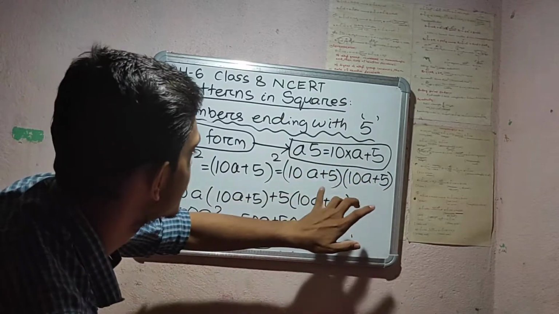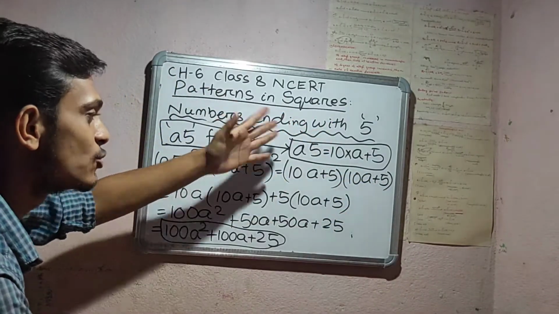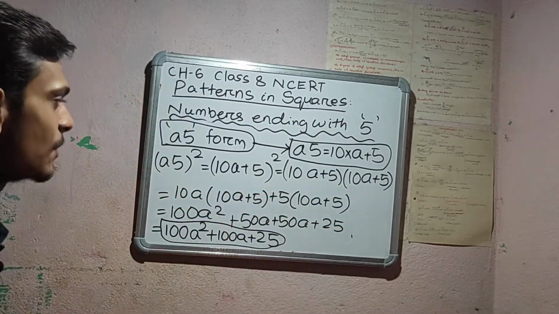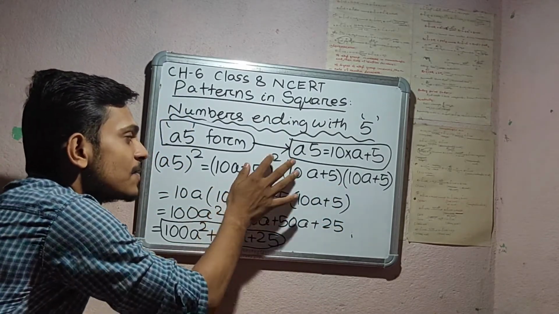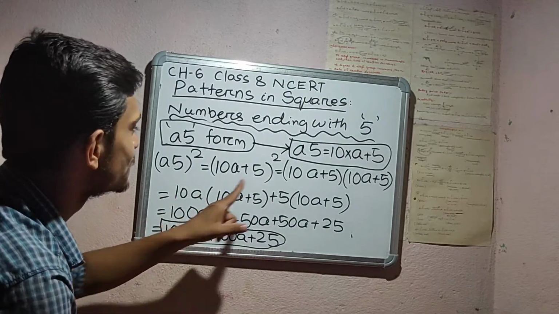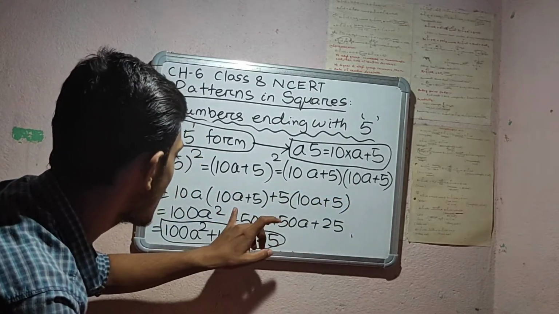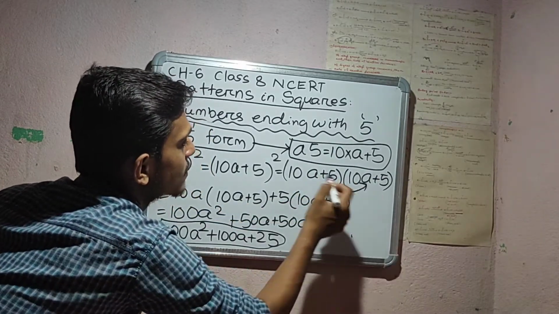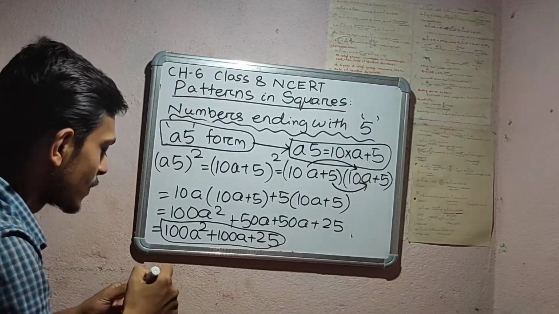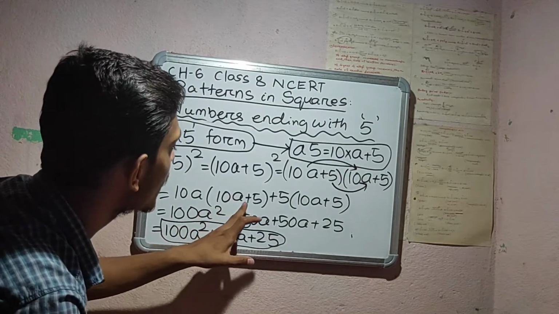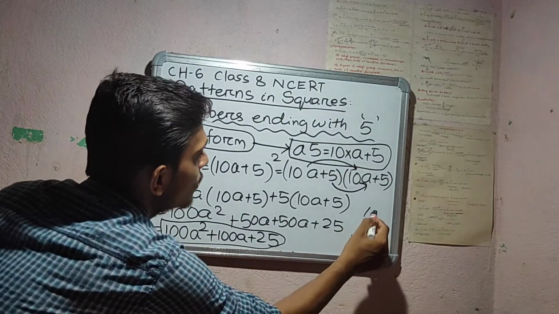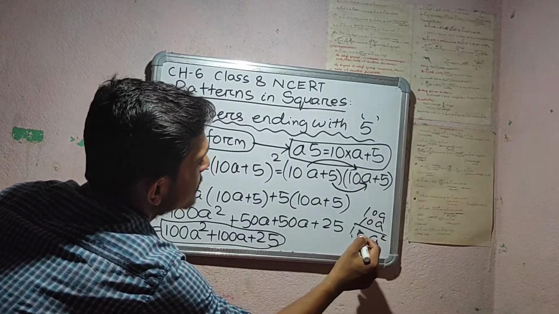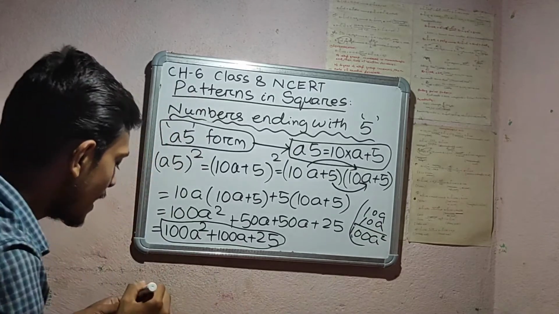So this can be multiplied without direct multiplication, by a different method. That is (10A plus 5) squared. So 10A is multiplied with 10A plus 5 once, and then 5 is multiplied with 10A plus 5 once, in this way. So 10A is multiplied with 10A plus 5. That is 10A into 10A. How much is that? A times A is A square, 10 times 10 is 100. So this is 100A square.